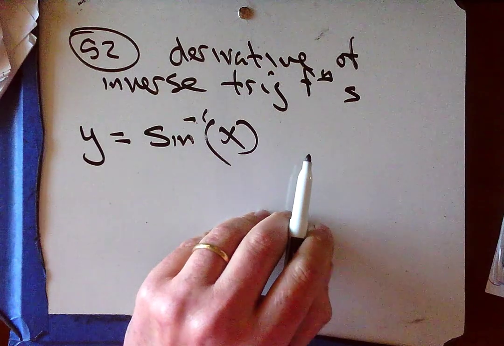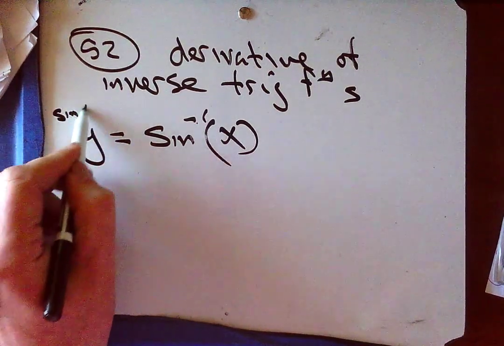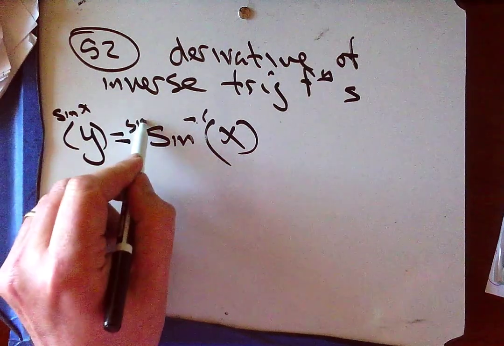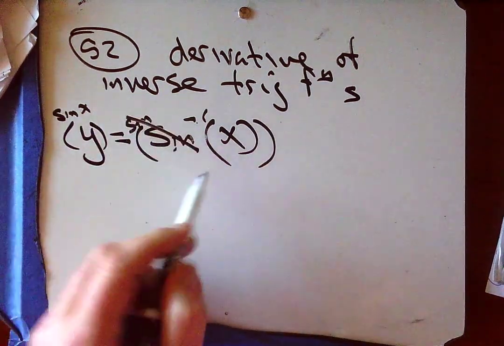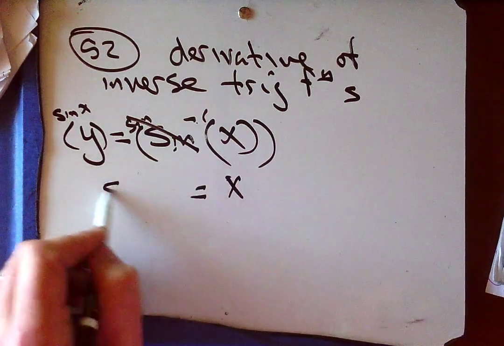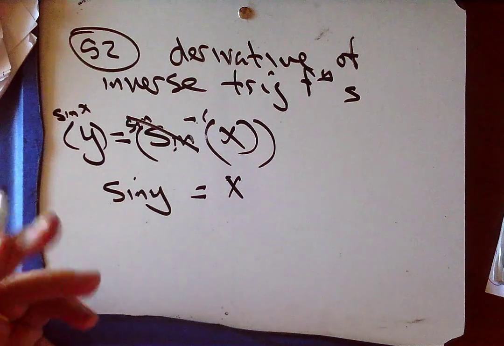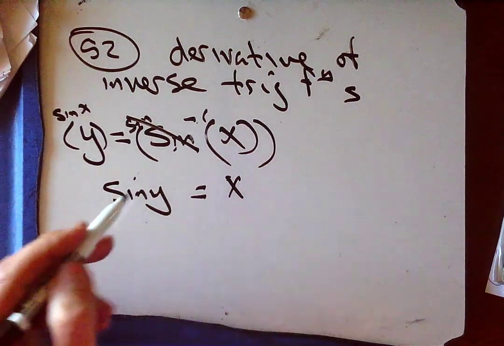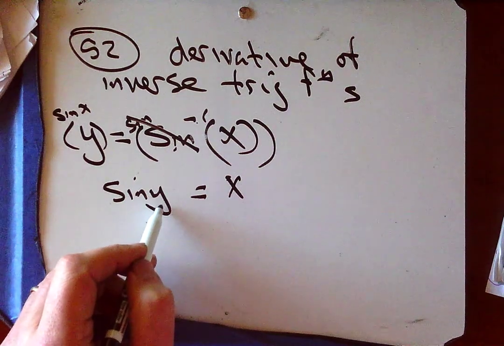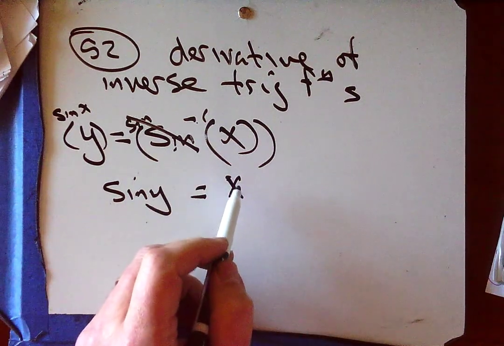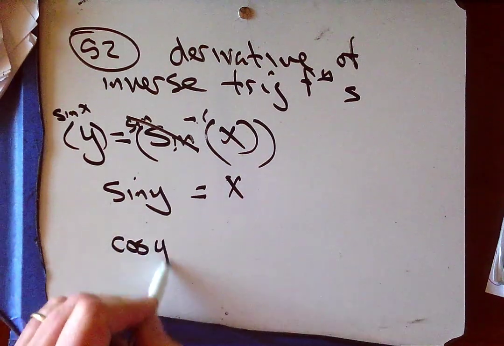And I know that if I take the sine of both sides, then sine and sine inverse cancel, and I get x equals sine y. Now, luckily, we know how to take the derivative of sine. And with respect to y, that's implicit differentiation, and we know how to take the derivative of x. So the derivative of sine is cosine y.